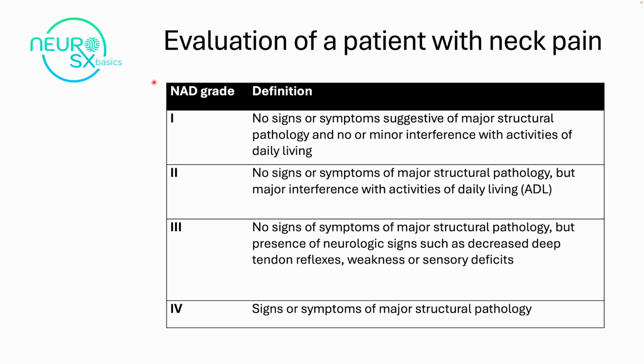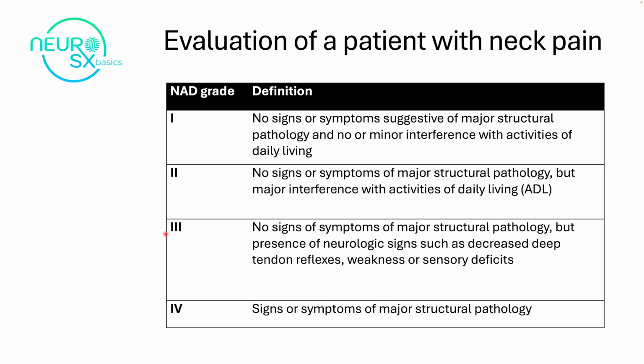The classification divides NAD into 1, 2, 3 and 4 grades. Okay, and 4 is the worst and 1 is the best. So in grade 1, there are no signs or symptoms of major structural pathology, and there's no or only minor interference with the activities of daily living. In grade 2, there are again no signs or symptoms of major structural pathology, but there is some interference, which is major, with activities of daily living.